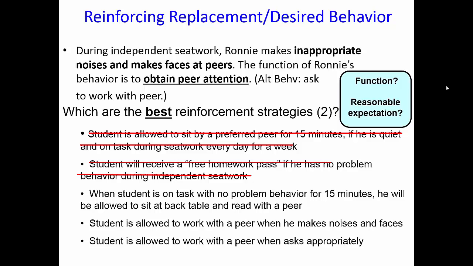When student is on task with no problem behavior for 15 minutes, he will be allowed to sit at the back table and read with a peer. All right, matches the function. Is it reasonable? Fairly reasonable. Okay, we'll move to the next one. Student is allowed to work with a peer when he makes noises and faces. Okay, it matches the function, but we are giving him the opportunity to work with a peer when he's engaging in the problem behavior. So that is definitely not a good strategy, right?